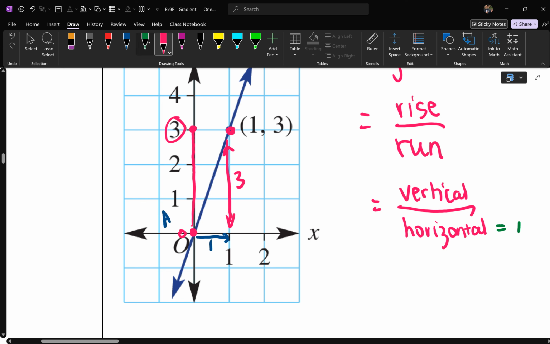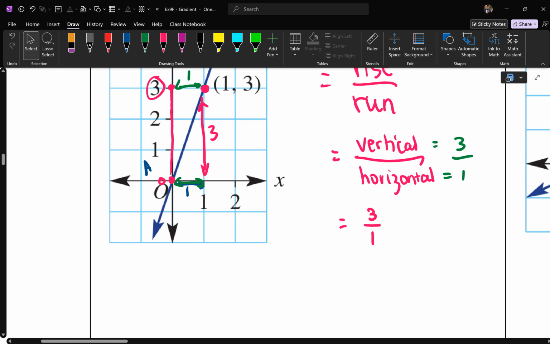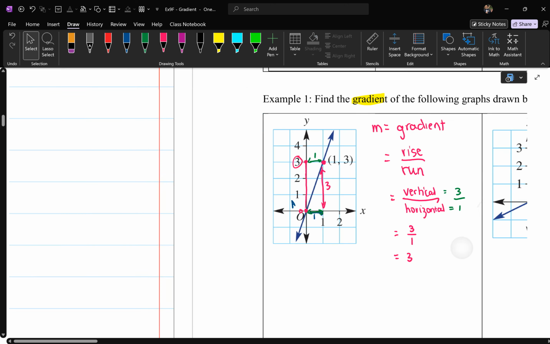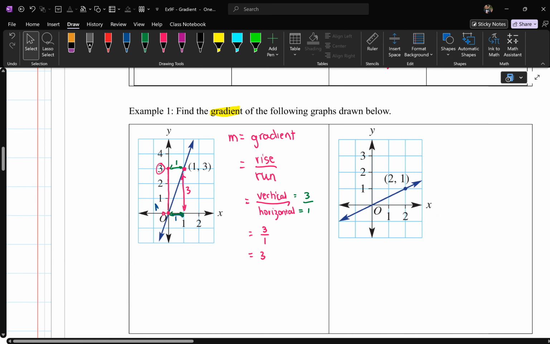So then I would say the vertical distance is 3 over the horizontal distance, which from here to here is only 1. So therefore the gradient is equal to 3 over 1. And 3 divided by 1 is actually just 3. That is how you find the gradient graphically.